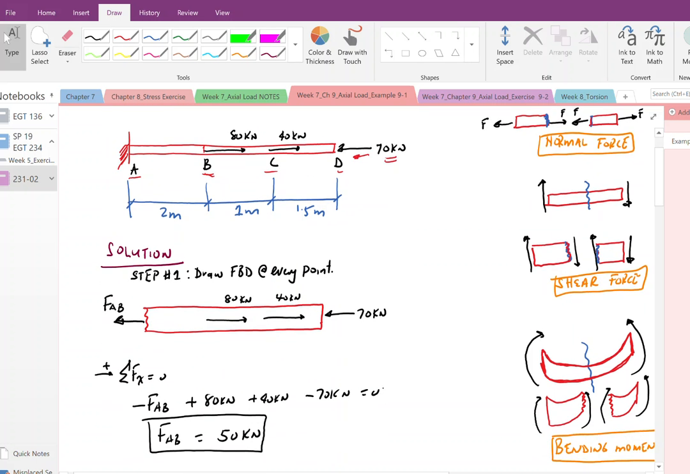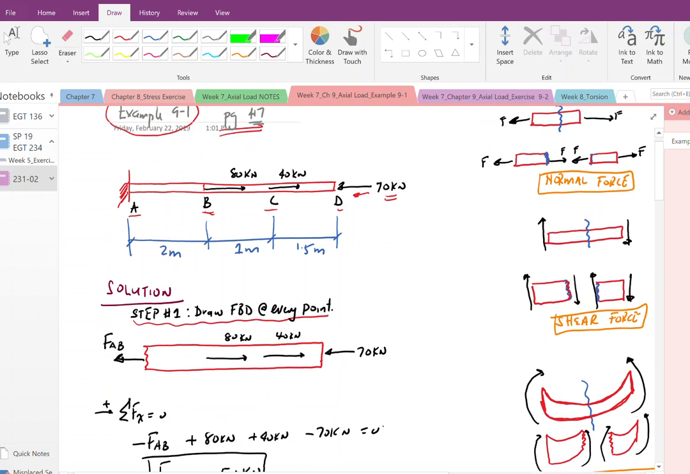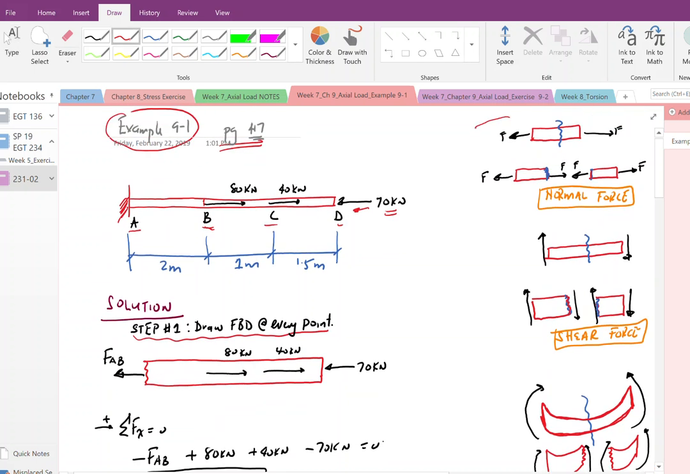Okay. So step one is to draw a free body diagram at every point of the way. Okay. So for this free body diagram, before I even start that, this information may be helpful here.